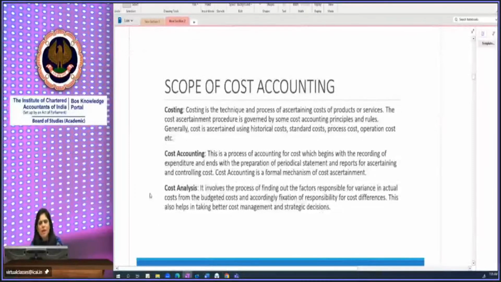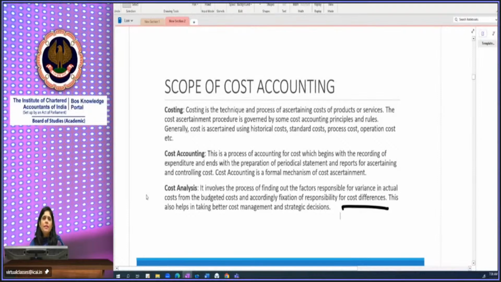Starting with costing, we have understood costing is a technique of calculation of cost. What all techniques we use, what all techniques we make into practice that we calculate cost. Cost accounting is again the process of accounting of cost, recording of cost, statements, reports for, of course, the management decision making. Cost analysis is finding out the factors responsible for variance, the deviation, the difference in actual from the budgeted cost, and then fixing the responsibility for cost differences.